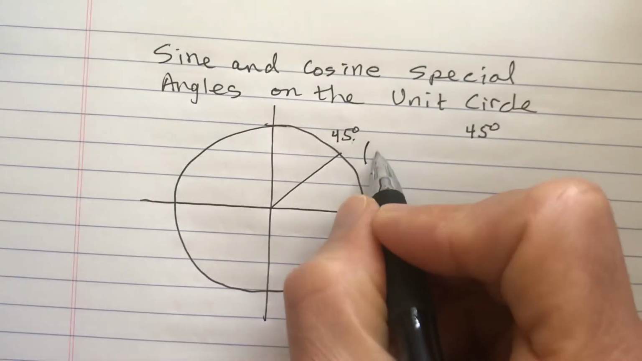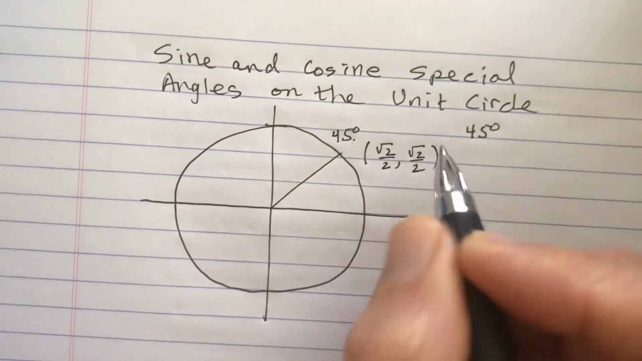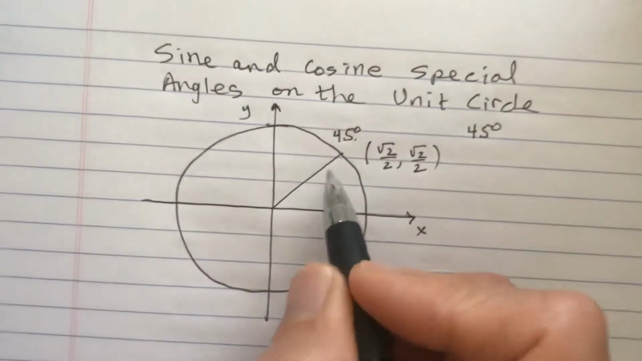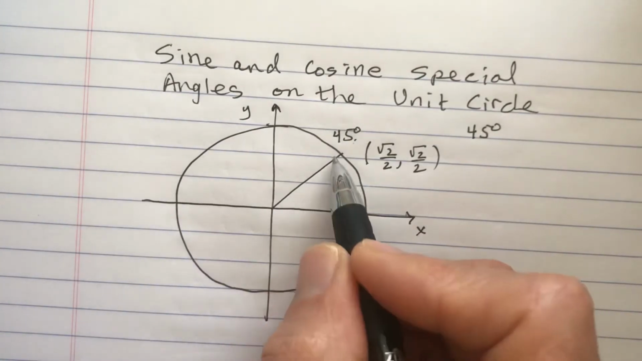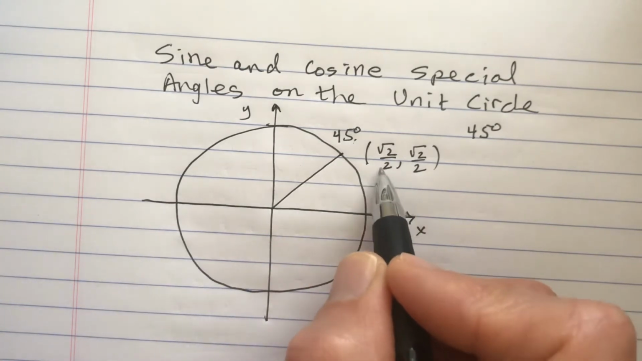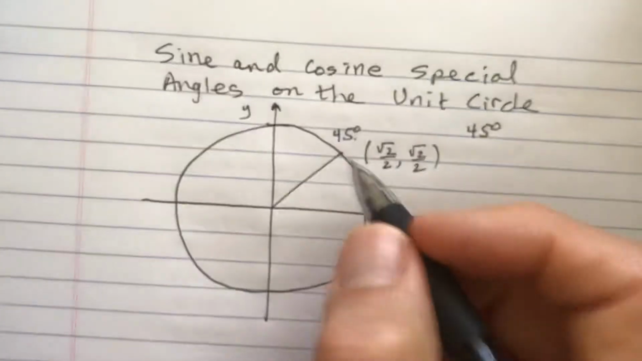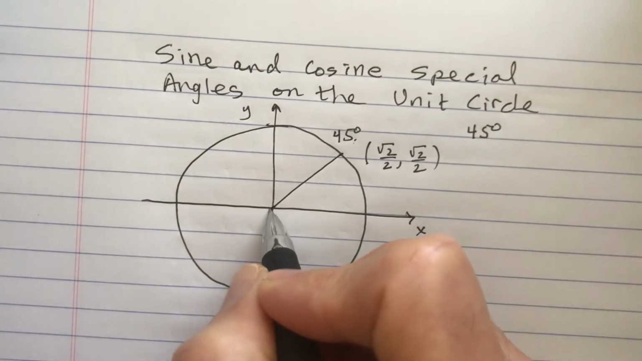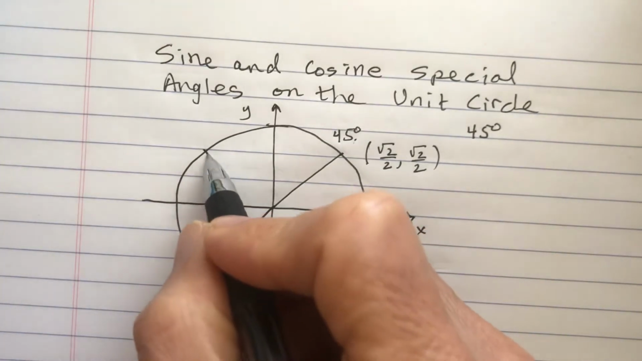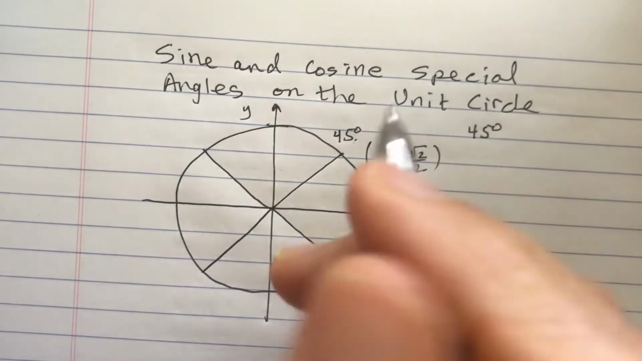We discovered last time that the coordinates on the circle where the 45 degree angle intercepts the circle are rad 2 over 2, rad 2 over 2. Now what we're going to do is extend this line here, and draw another line over here. Now, what am I doing this for?